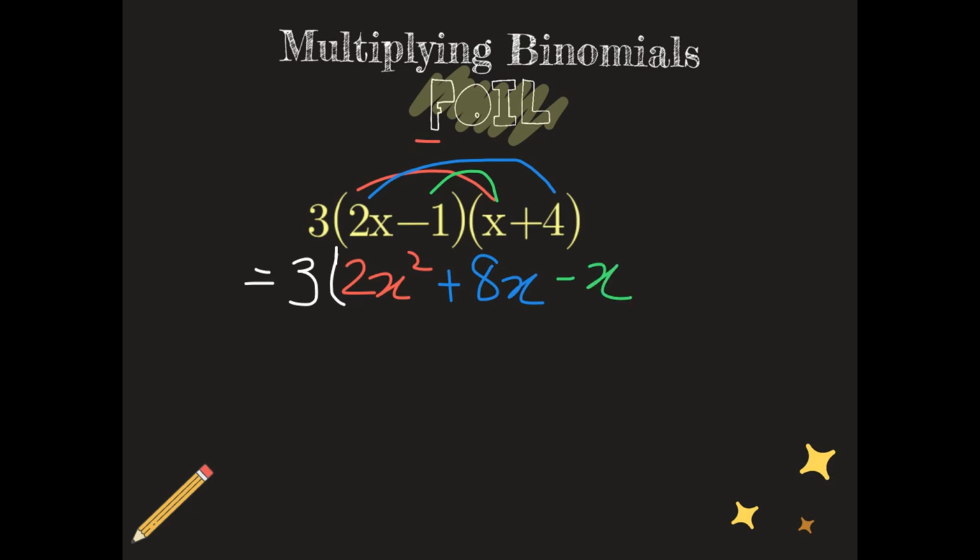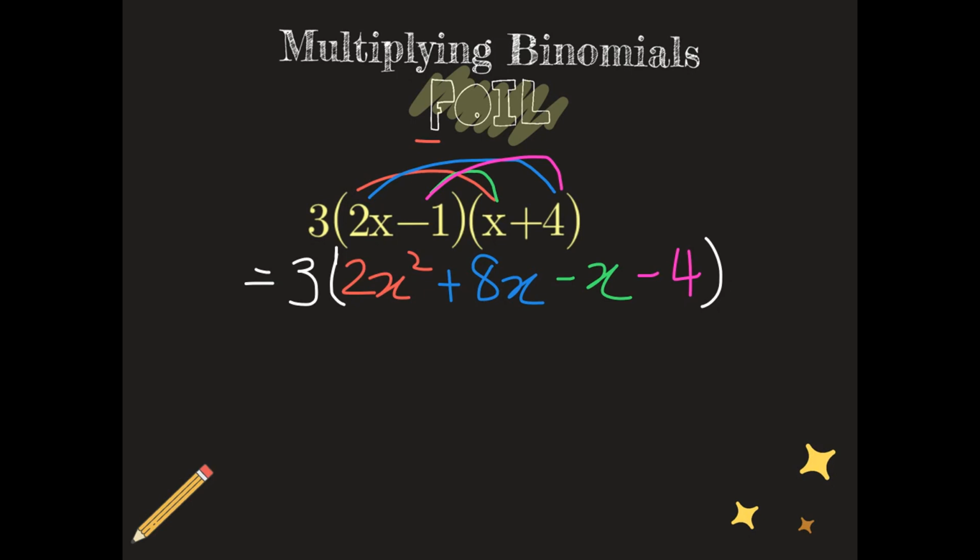And L is for last. So we're going to multiply -1 times +4, which is -4. And we close the bracket. So again, to repeat myself, we're going to FOIL the two binomials like we did in the previous slide. And we're just going to leave the 3 for the end.